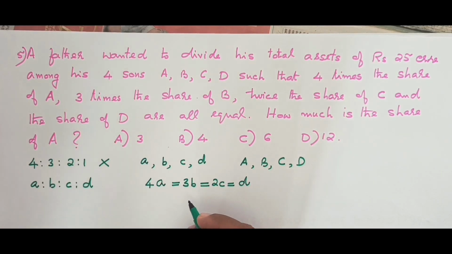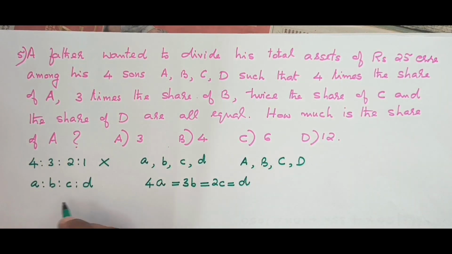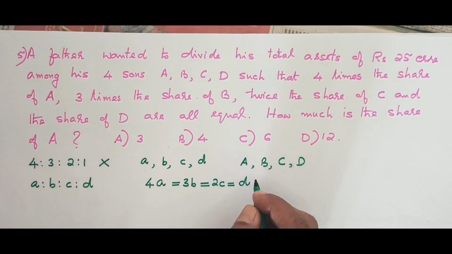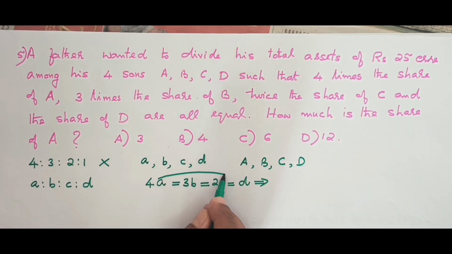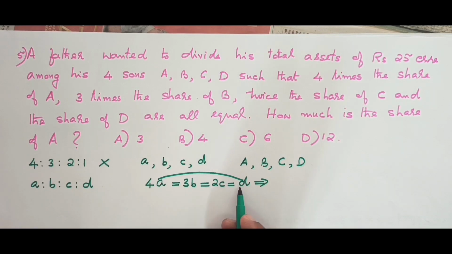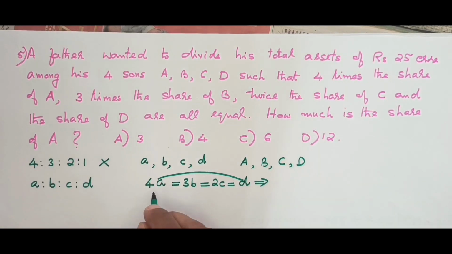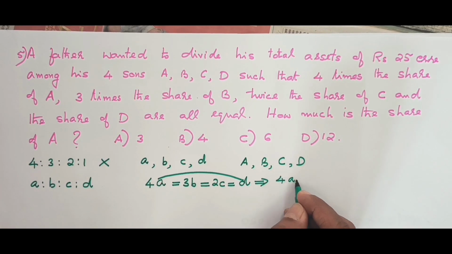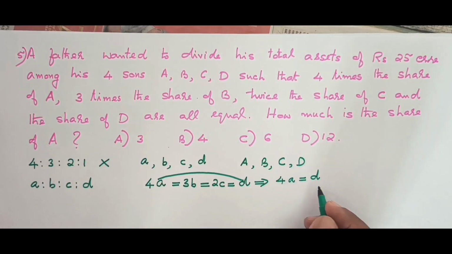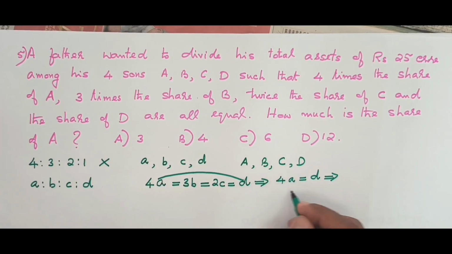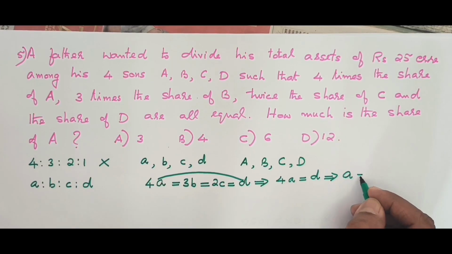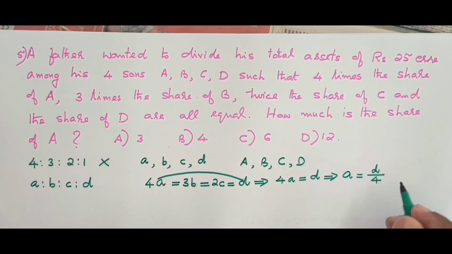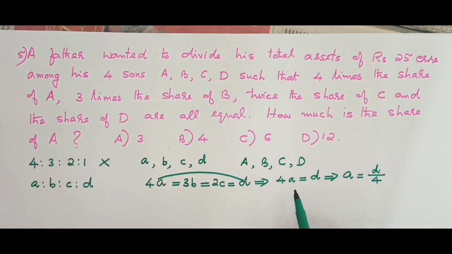So let me show you how to work out the ratio A is to B is to C is to D from this chain of equalities. Let me combine the first and last. See, you can convert A, B, C in terms of D to find out the ratio. So 4A equals D. Taking 4 to the right side, you have A equals D divided by 4. Using the simple principle of equations, here it is multiplication, on the right it becomes division.